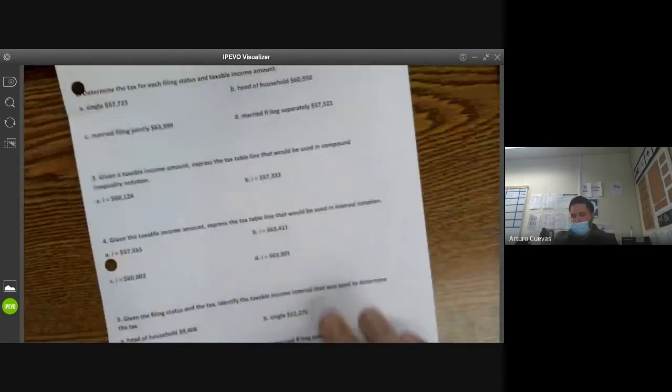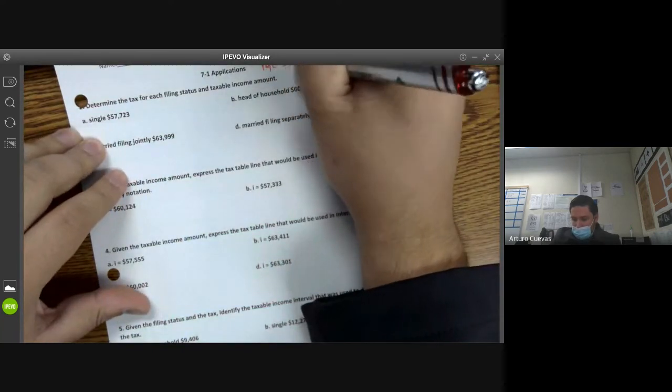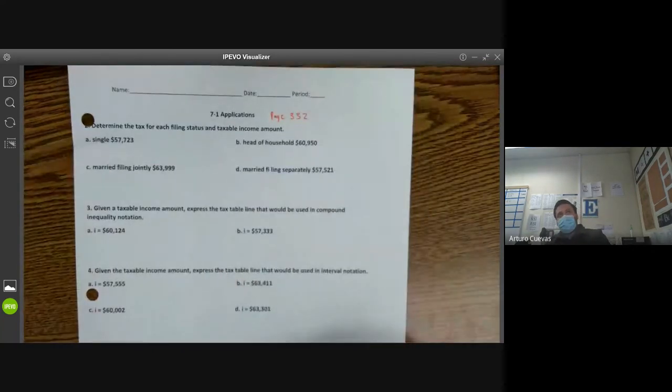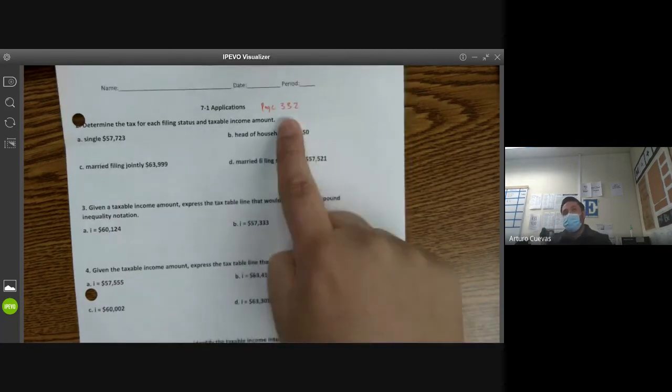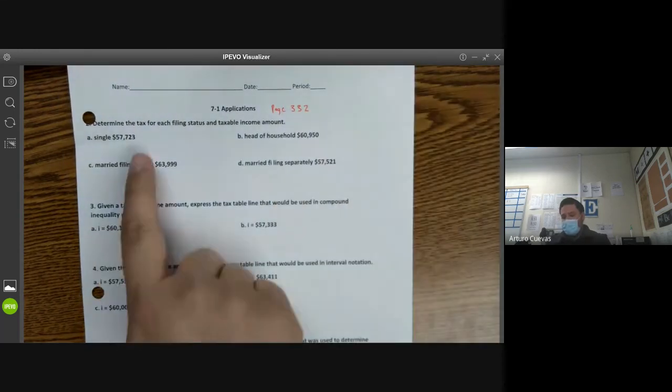Okay, this is page 332 of your textbook. So you're going to open your textbook. If you don't have your physical textbook, you can find it online on Google Classroom. At the very bottom of the classwork, it says textbook chapter 7. You open up to page 332 and you'll be able to see the tables there. And then you answer those 4 questions.